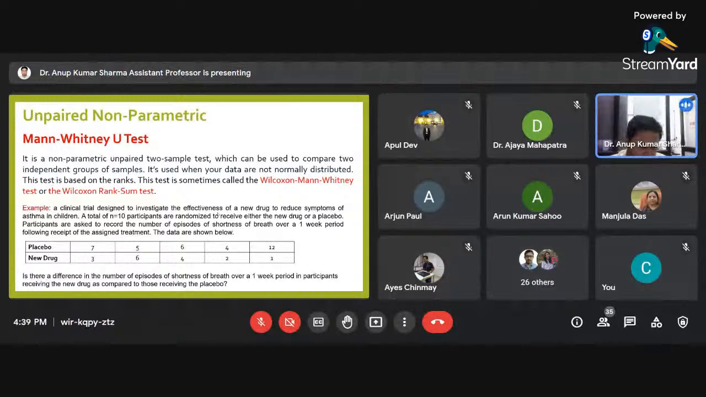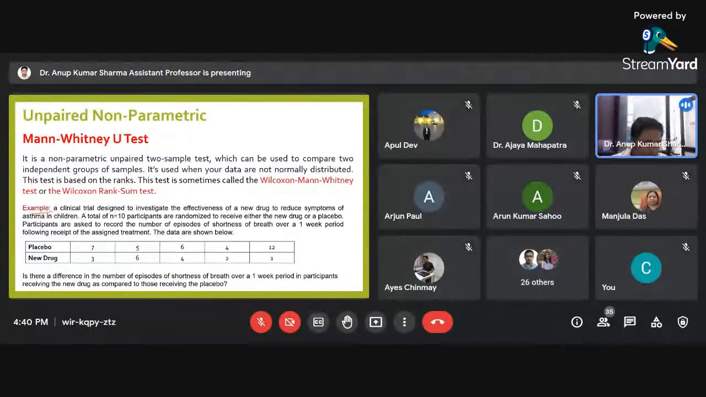I will tell about the key after these examples. Because we have limited time, we are just discussing such types of tests which can be useful for research scholars, and master's and BTech students can do them in projects.